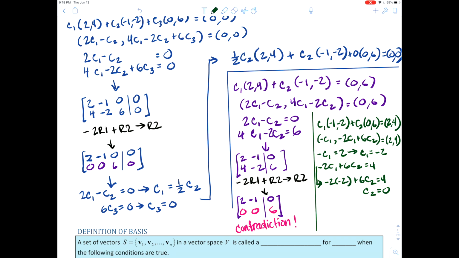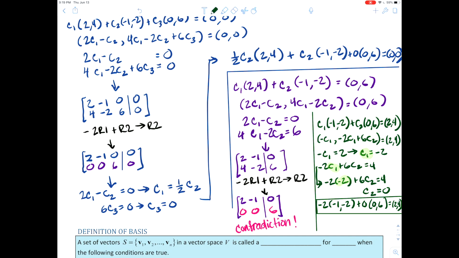And so what did we find? We found that, and this is what I plugged in, by the way, we found that C1 was -2, so I plugged that in for this guy. Cool, cool. And then we found C2. So we got that -2 times -1, -2 plus 0 times 0, 6 equals 2, 4.